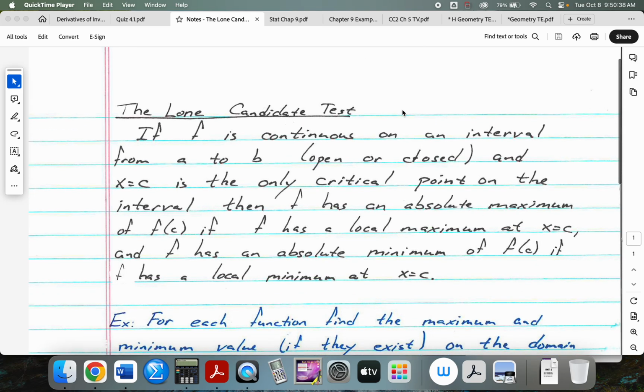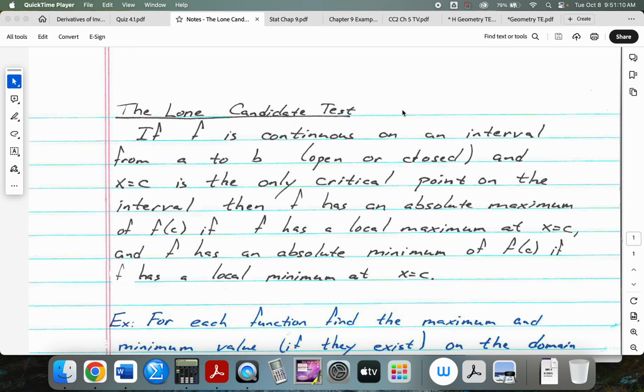So today we're going to look at what's called the lone candidate test. It's not in your textbook, but it is something that you should understand. So the lone candidate test is used primarily when you have an open interval instead of a closed interval and you're trying to find an absolute maximum or an absolute minimum. That said, you can also use it on a closed interval. But here's what has to happen.